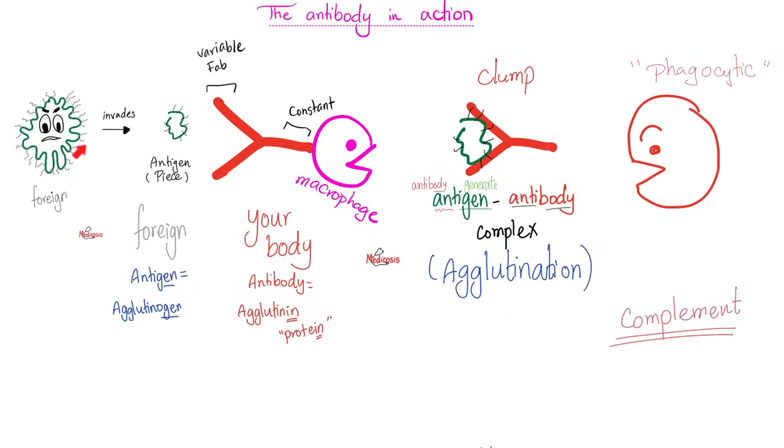Bacteria invaded my body. It's a foreigner. Let's take a piece called antigen. Let me introduce this. Who's going to introduce me? The antigen-presenting cell. Like what? Like a macrophage, B lymphocyte, Langerhans cell. Let's say it's the macrophage. The macrophage recognizes the antigen, and we have an antibody here. When the antigen and the antibody meet each other, we call this the antigen-antibody complex, or agglutination, or clumping. Now the macrophage will eat the entire thing.